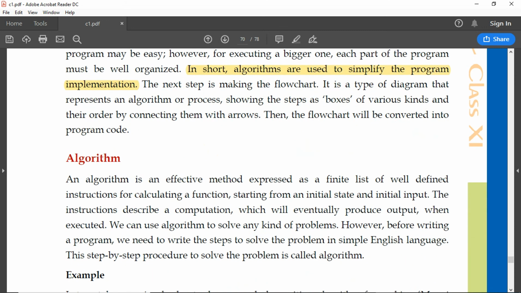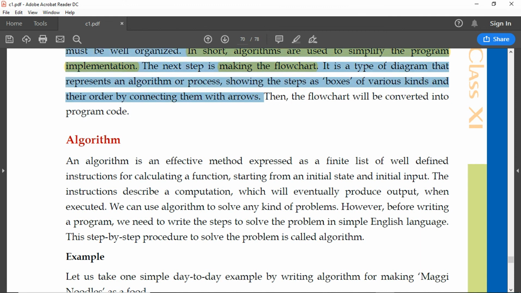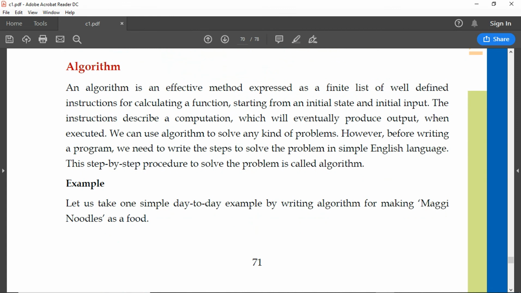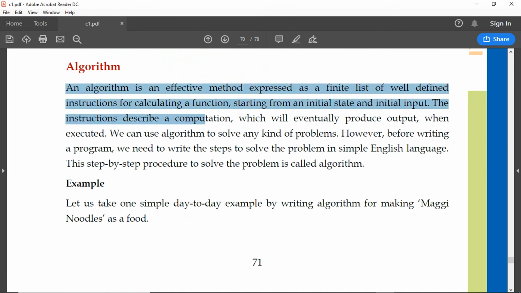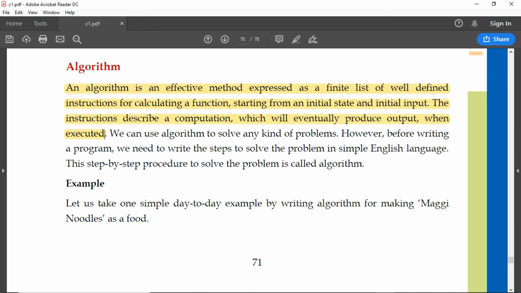Implementation. The next step is making the flowchart. It is a type of diagram that represents an algorithm or process, showing the steps as boxes of various kinds and their order by connecting them with arrows. Then, the flowchart will be converted into program code. Algorithm. An algorithm is an effective method expressed as a finite list of well-defined instructions for calculating a function, starting from an initial state and initial input. The instructions describe a computation, which will eventually produce output, when executed.